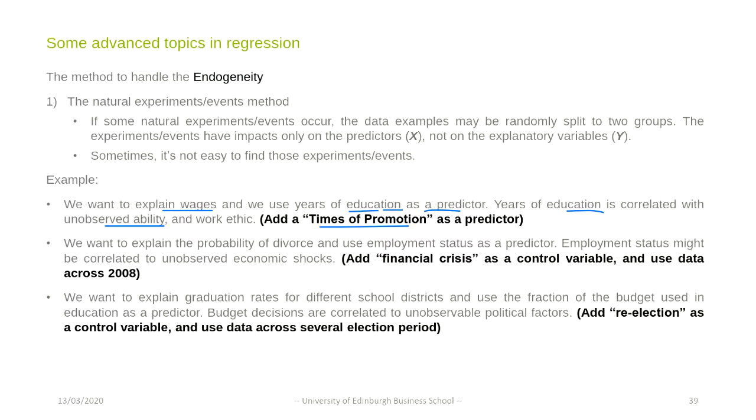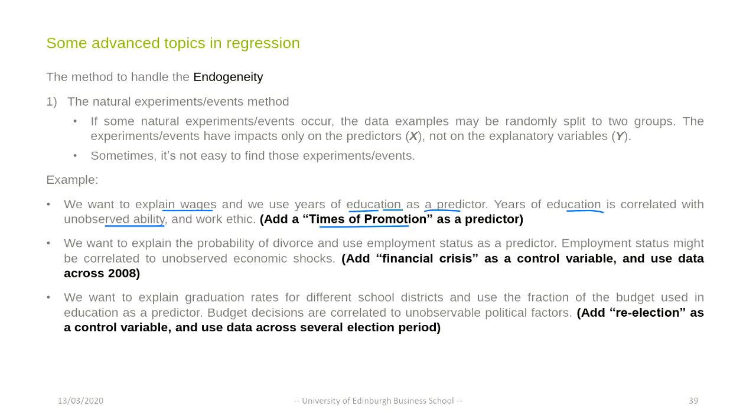So we might add one more variable called times of promotion, and this variable actually randomly splits the people into two groups. Some people don't have a lot of promotions, but some people do.